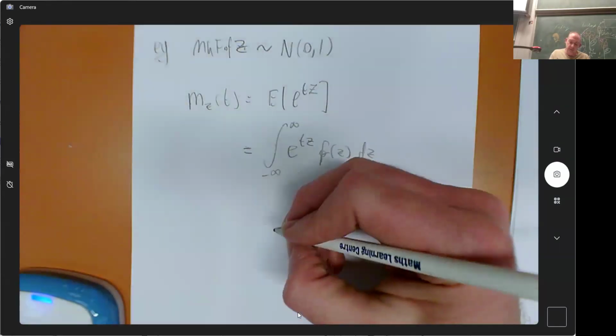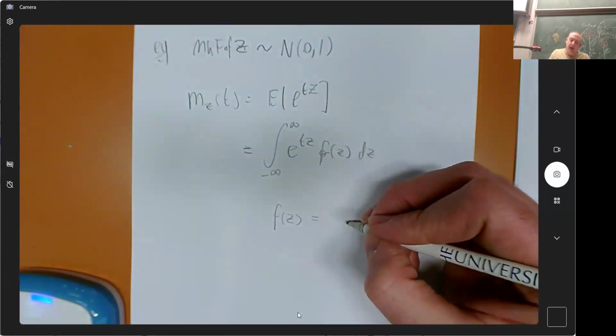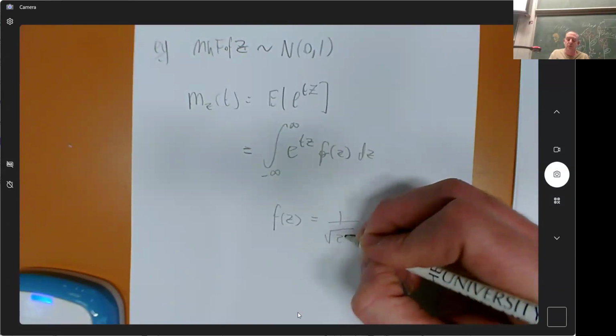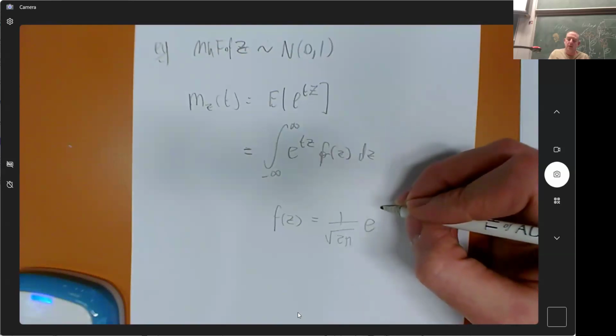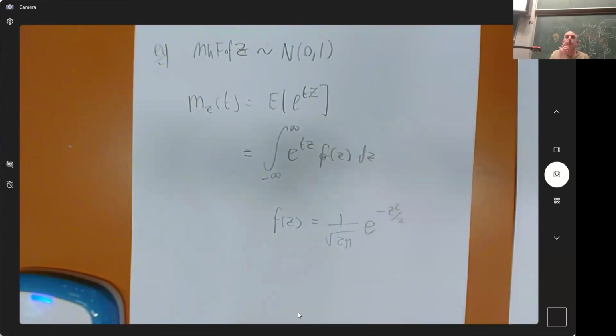Oh, crap. No, I have to look that one up. I think it is 1 on root 2 pi e to the minus z squared on 2.